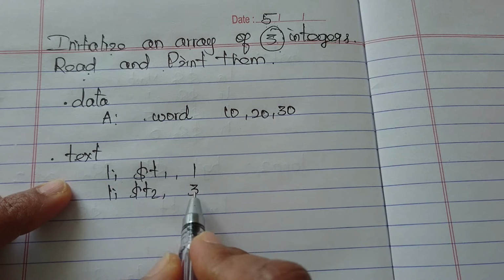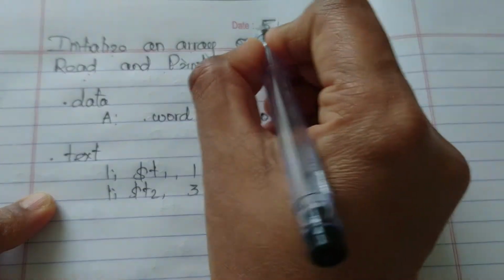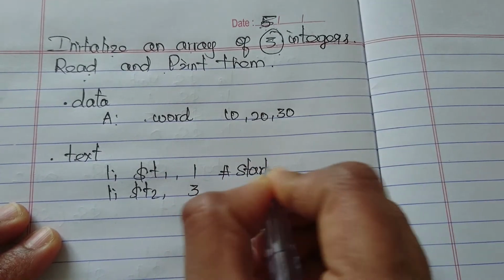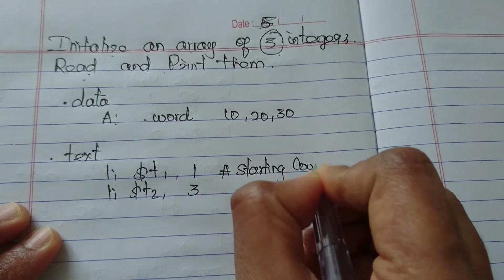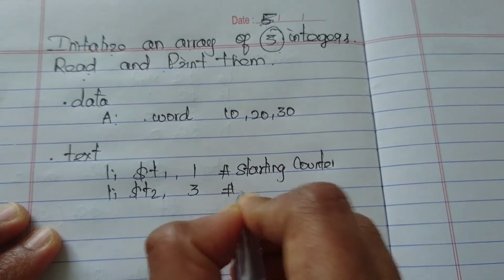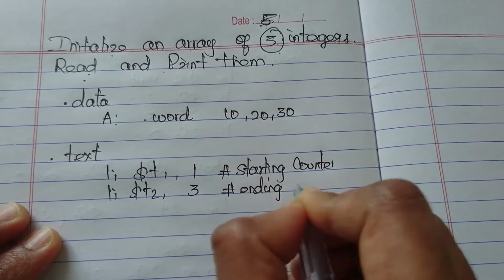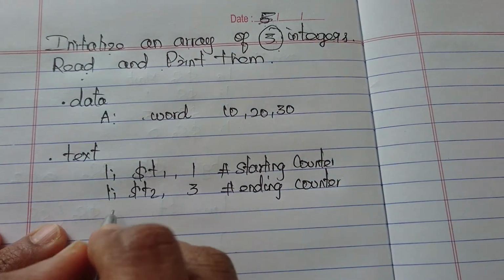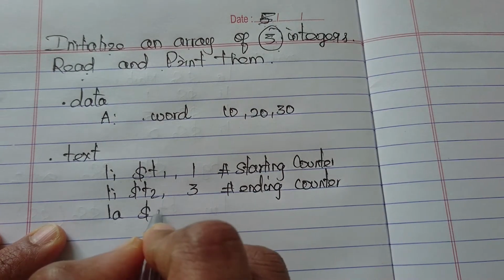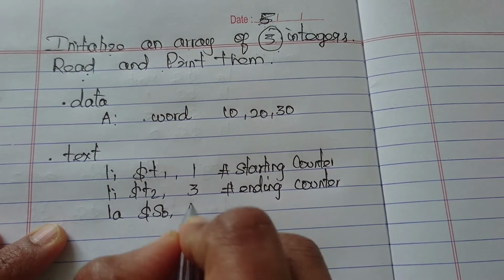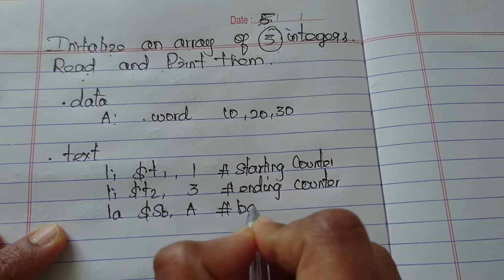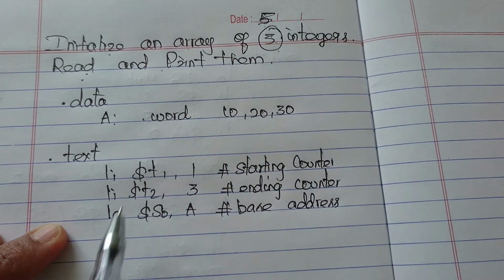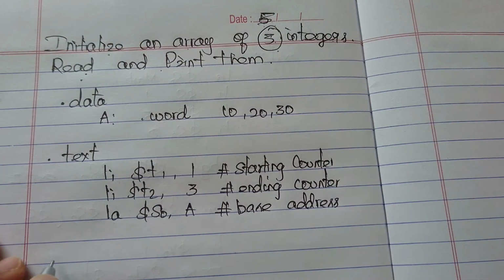Let's assume I have 3 elements. So this is the starting counter and this one is the ending counter. One more thing I need is the base address. Let's assume register S0 is the base address. So this is the base address. So these are the 3 things I need before I start the loop. So now let's start the loop.